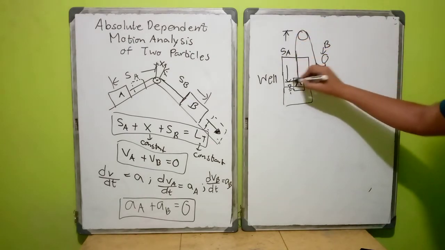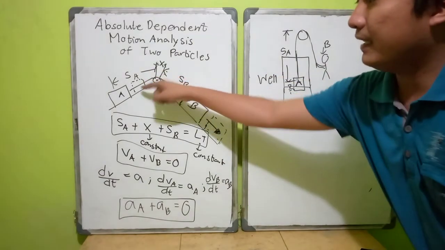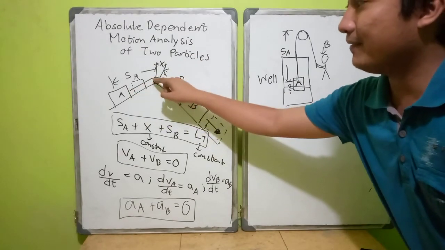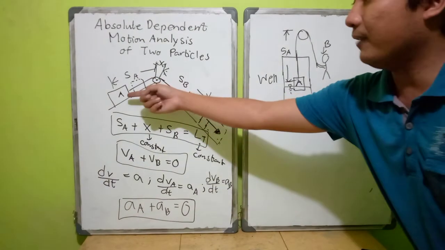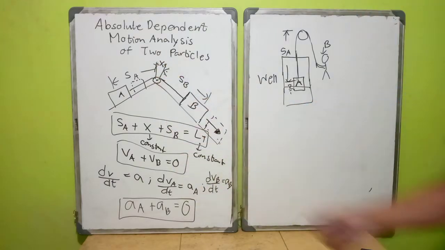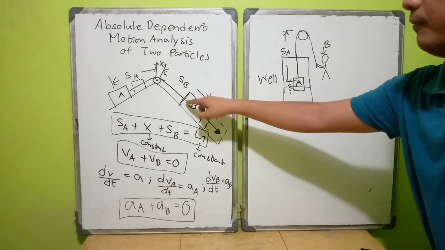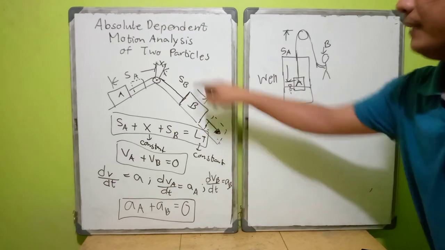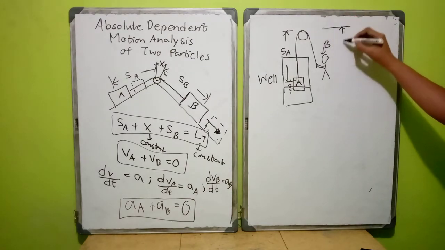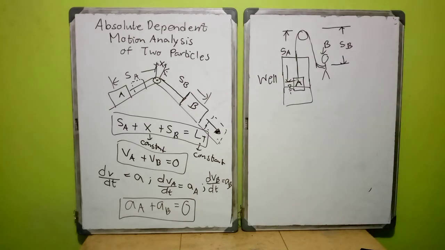So how do you name SA and S sub B? If the portion of the rope or pulley is pulling out A, you automatically name it S sub A. If that portion of the pulley or rope is connected to B, you name that S sub B. So this is your S sub A and this is your S sub B. That is how you do it.